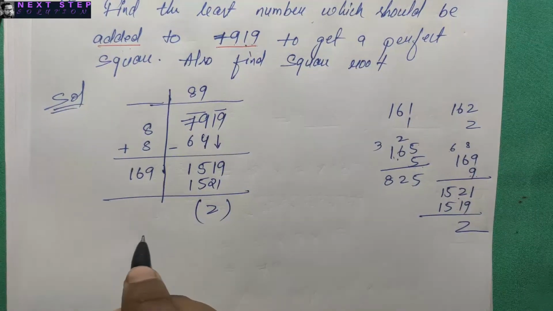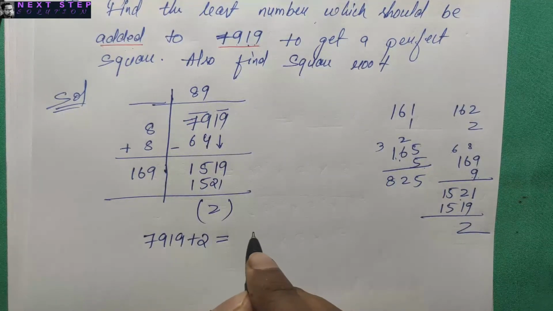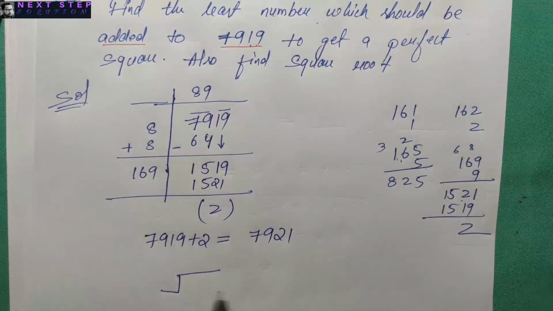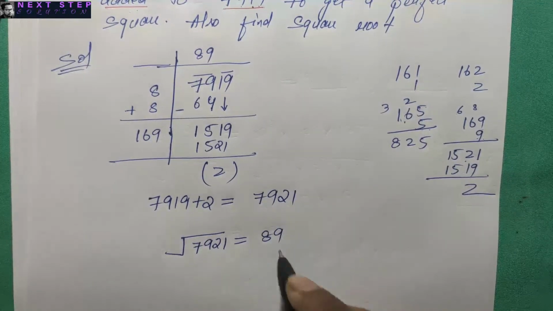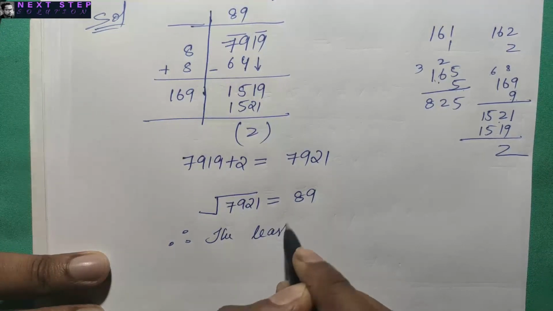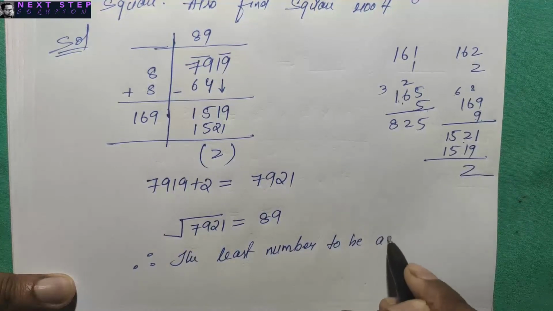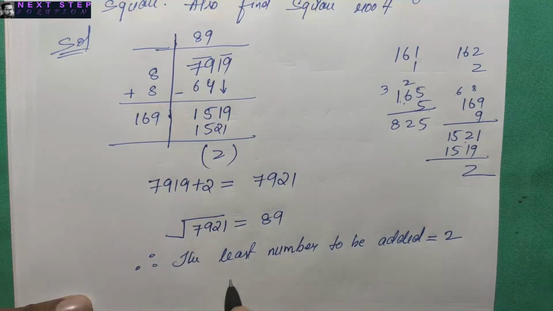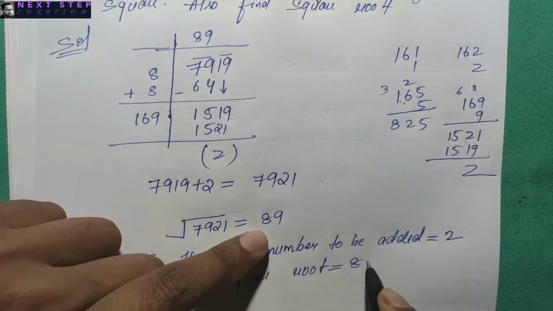So the least number: 7919. If we add 2 to it, it becomes a perfect square, and it will be 7921. And they were also asking us to find the square root. So the square root of 7921 will be equal to 89. So now we can conclude our answer. Therefore, the least number to be added is 2, and the square root is 89.